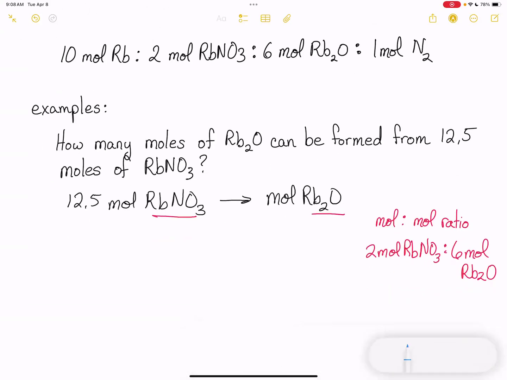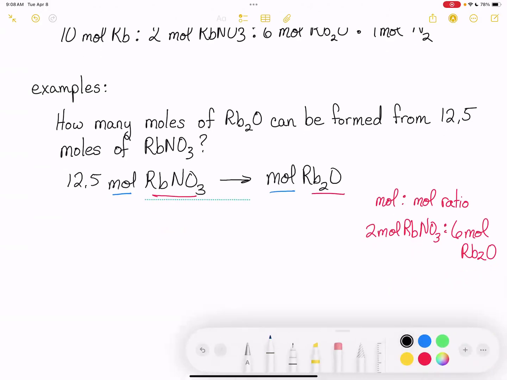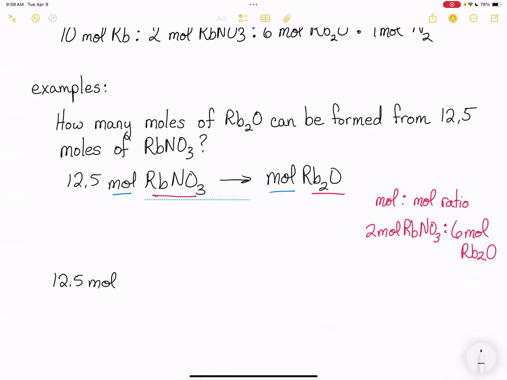The next thing we look at is our unit, mole. Hey, we already have mole because we have a mole to mole ratio. So in this particular case, we'd start with what we were given, which is 12.5 moles of rubidium nitrate.